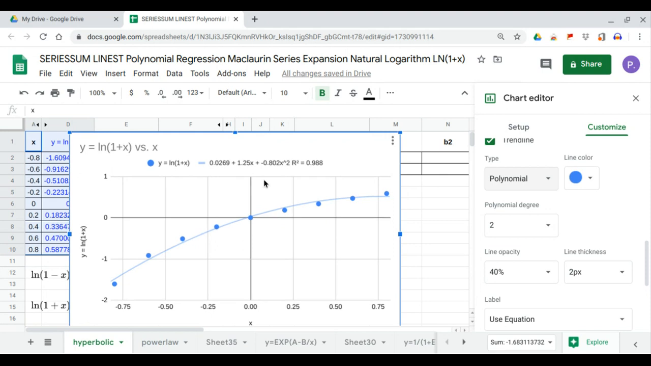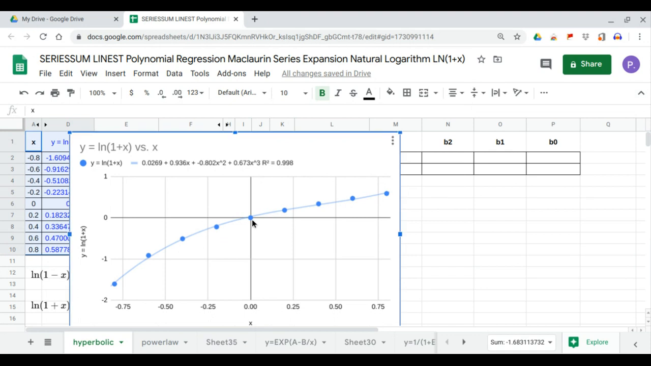So that's the power 2, the degree 2. And the goodness of fit is 0.988. We can make that better. So we go to the third degree. Now it's better, 0.998. It's very close to 1. So our polynomial regression is third degree, raised to the power 3.